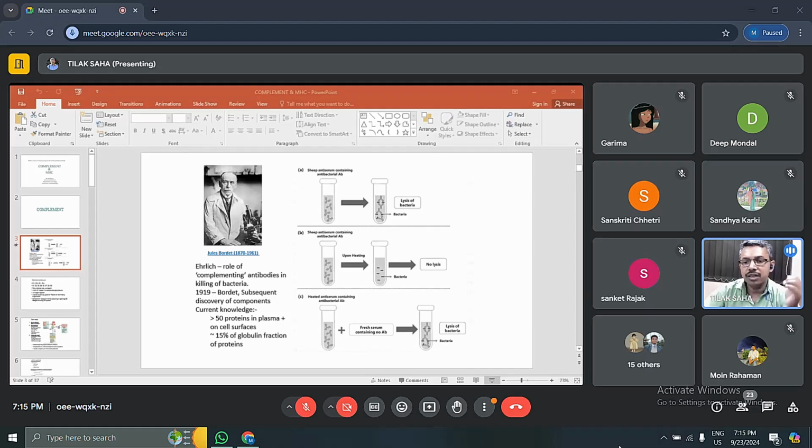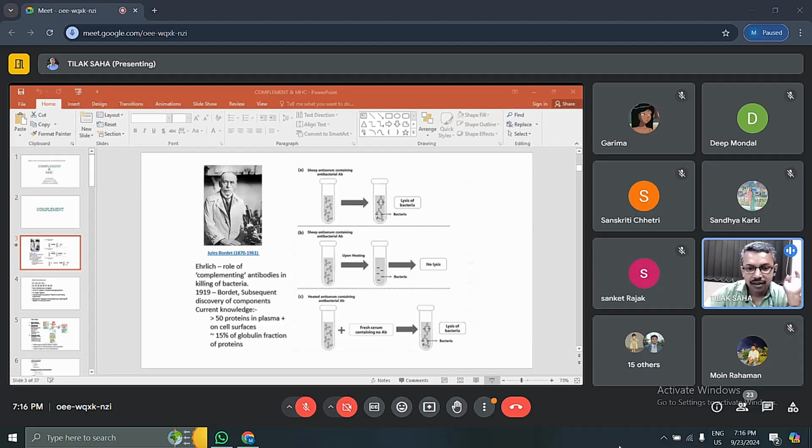So is it understood? Antiserum kills the bacteria. Antiserum heated loses its capability to kill the bacteria. But when fresh serum, not antiserum, from a similar individual was mixed with this heat-inactivated antiserum, it regains its capability to kill the bacteria.